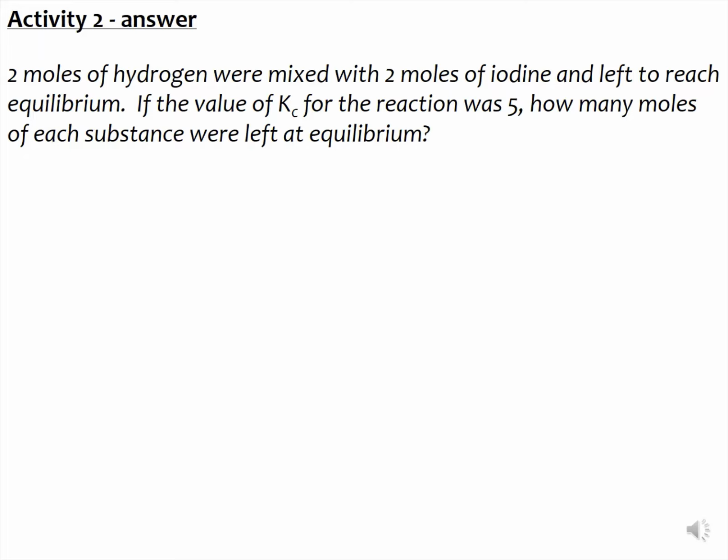So the answer for activity 2 then. First of all, we need an equation. This is one we've looked at before. We've got hydrogen gas reacting with iodine gas, forming 2 moles of hydrogen iodide. And we're going to make an ice table. So H2, I2 and 2HI. We've got 2 moles of hydrogen mixed with 2 moles of iodine and left to reach equilibrium, and we've got Kc being 5. So 2 moles of hydrogen, I'm going to put 2 in the table initially, reacts with 2 moles of iodine, and we've got 0 moles of the HI initially.